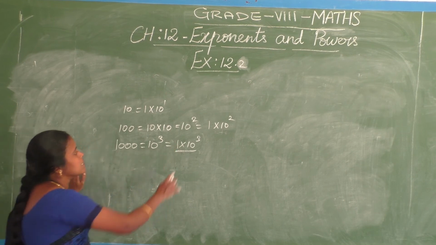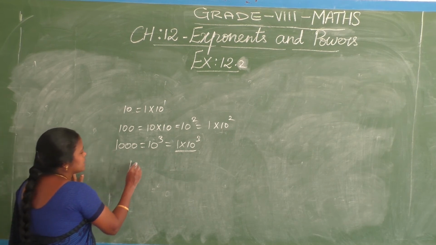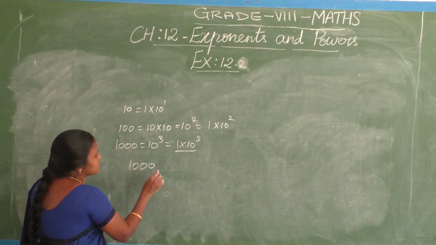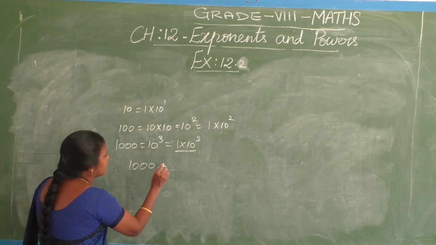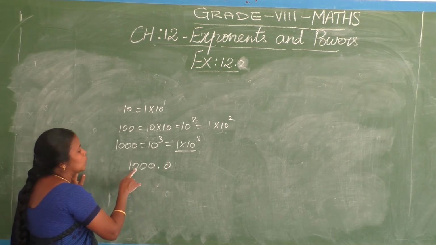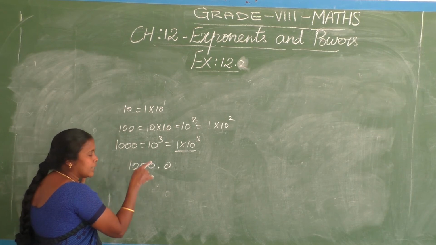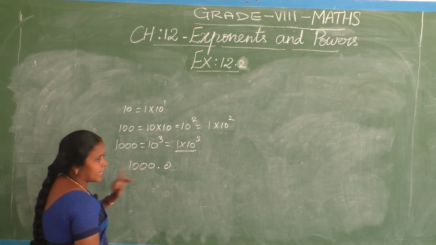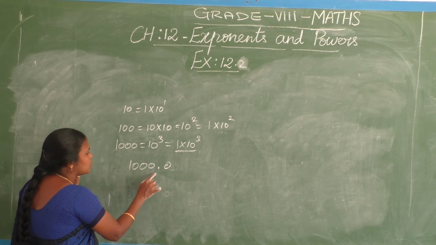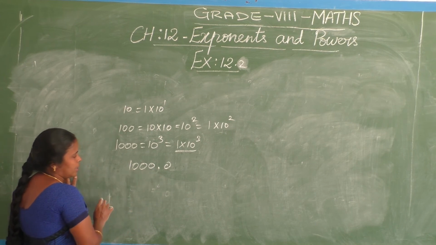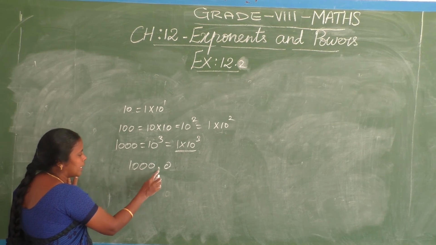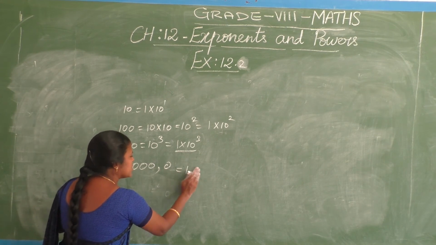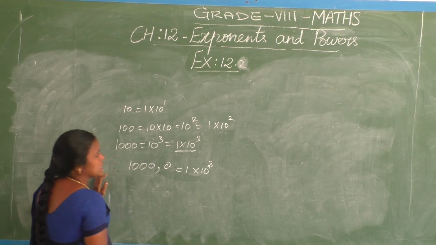See, here positive power is coming. 1000 is actually a whole number. This can be written in decimal. In which way can you write? 1000.0. Correct or wrong? 1000 is a whole number, and this can be written in decimal form like this, 1000.0. At that time, the point is on the right side. So I want to move this point to here, 3 digits: 1, 2, 3. 3 digits I have to move, so I can write like this: 1 into 10 power plus 3.